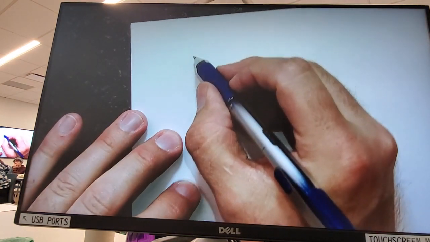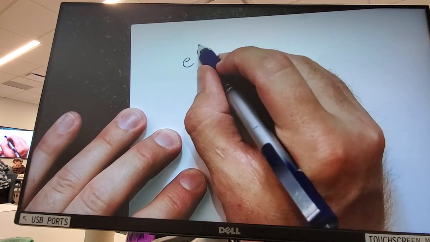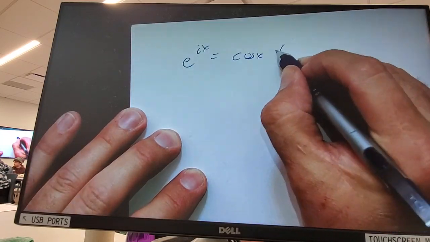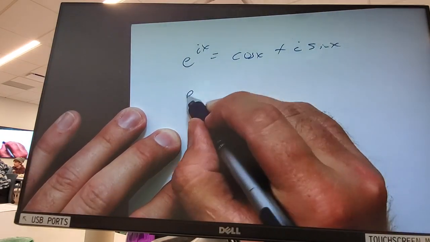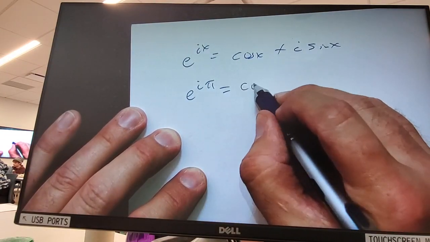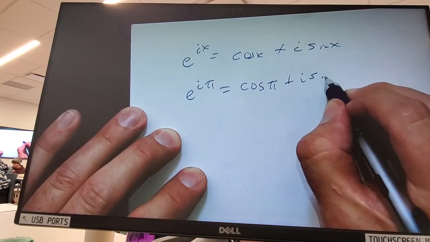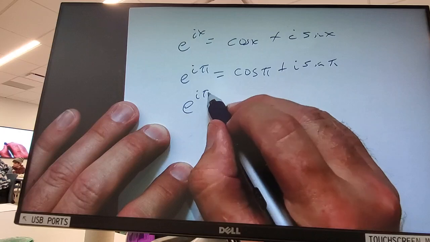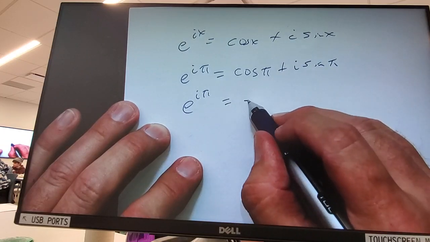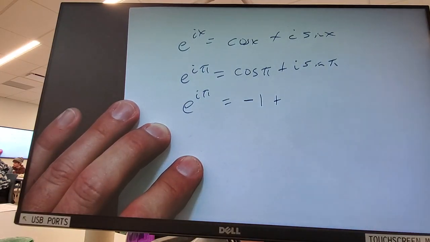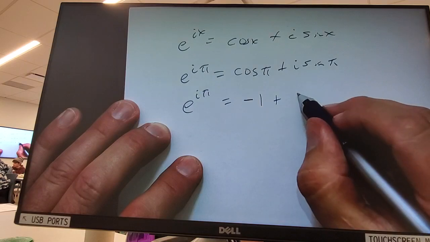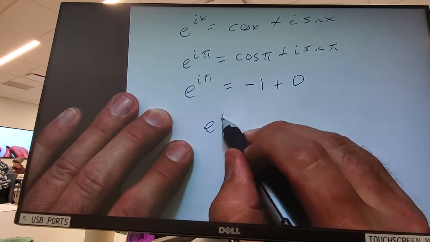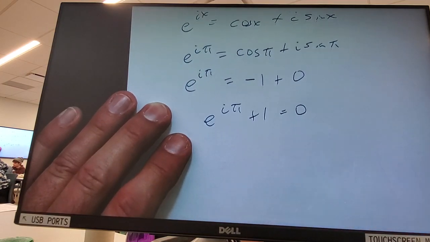So real quick, just to remind you guys, e to the i x is cosine x plus i sine x. So what is e to the i pi? Cosine pi plus i sine pi, yes? What's cosine of pi? Negative 1. And what's sine of pi? 0. So you get e to the i pi plus 1 equals 0.